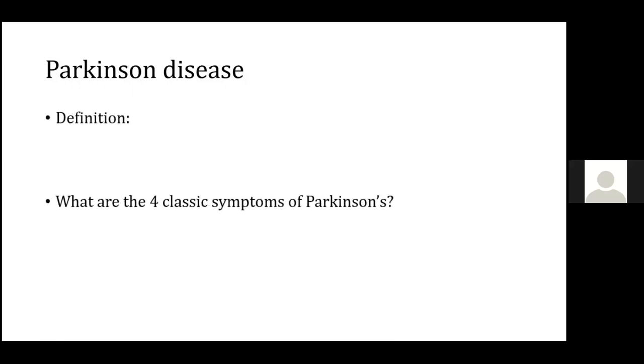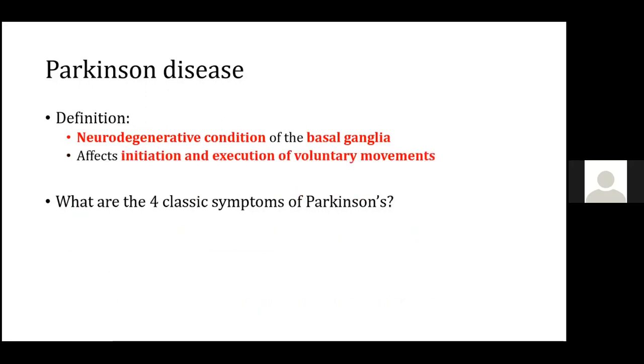The next we'll cover Parkinson's disease. So again, the definition for Parkinson's disease is it's a neurodegenerative condition this time. MS is a neuroinflammatory condition. Parkinson's disease is a neurodegenerative condition of the basal ganglia. And the way it presents, it affects initiation and execution of voluntary movements.